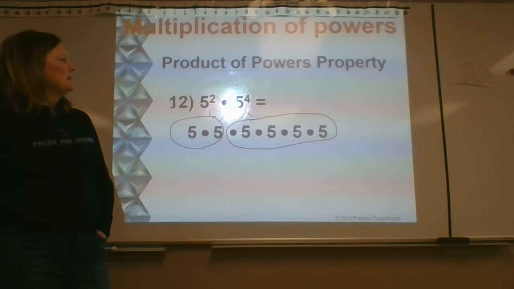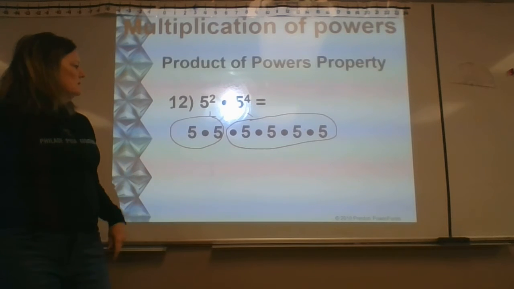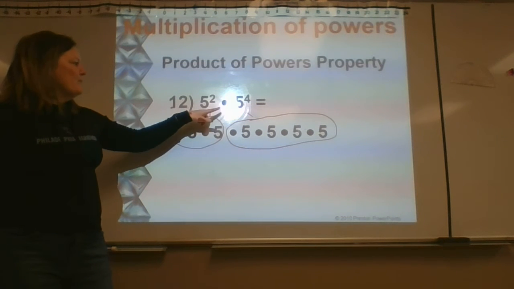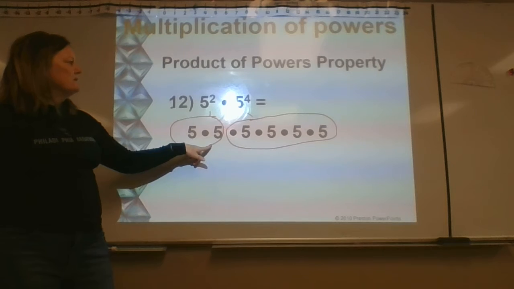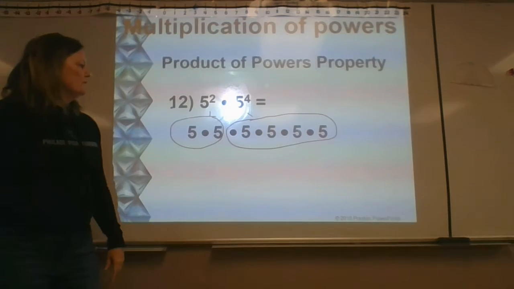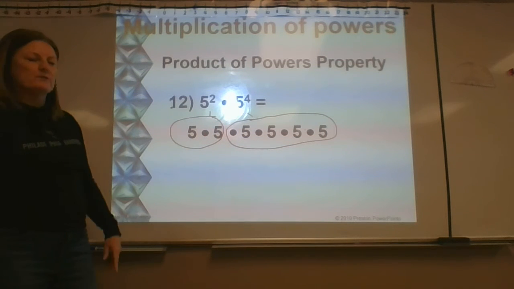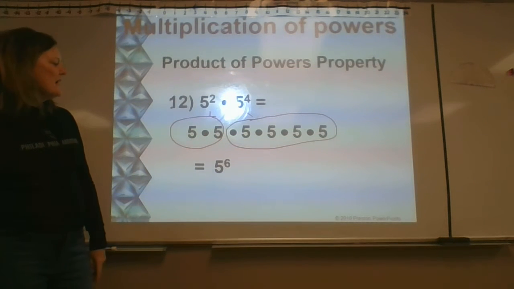So let's take a look at product of powers. In this example, we have 5 squared times 5 to the fourth. So if we expand both of them, 5 squared is 5 times 5, 5 to the fourth is 5 times 5 times 5 times 5. So therefore, we have 6 5s multiplied together, which is 5 to the sixth. And we could use a calculator to work that out, or we can just leave it like that.